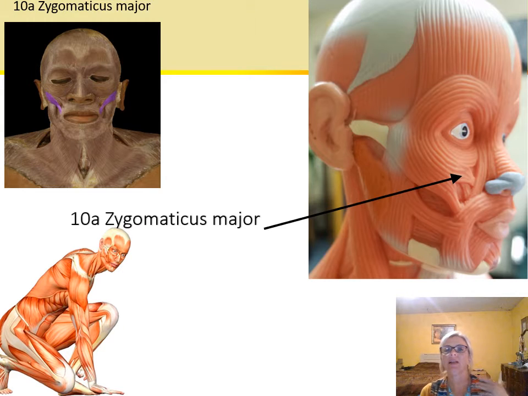So this is going to elevate and draw the corners of the mouth laterally. All right, so lift up and pull it back. And I know y'all can laugh at my faces. It's okay. I don't care. So then we also have the lesser zygomaticus, and that elevates the upper lip, only the upper lip.